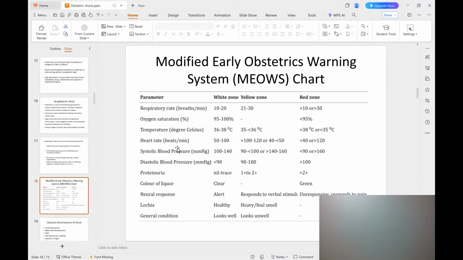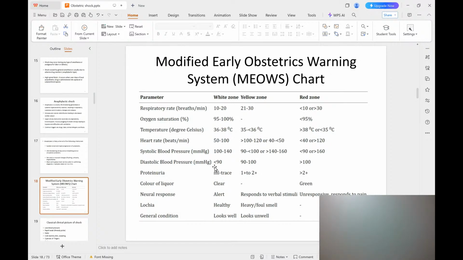And oxygen saturation of 95 to 100% is normal, and less than 95% falls in the red zone. Temperature 36 to 38 is normal; 35 to less than 36, or more than 38, or less than 35, that is either fever or hypothermia. And heart rate between 50 to 100 is normal. If more than 100 to 120, or 40 to less than 50, it is abnormal, and less than 40 is bradycardia, and more than 120 is tachycardia.